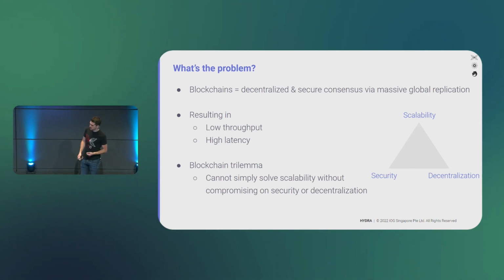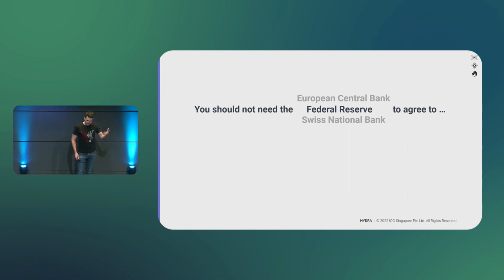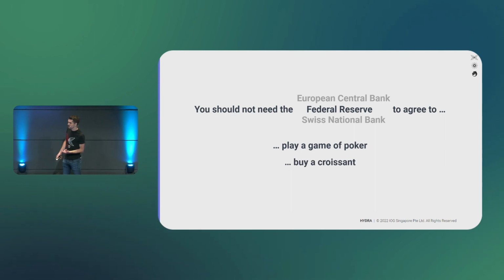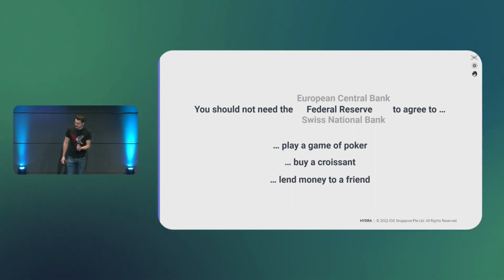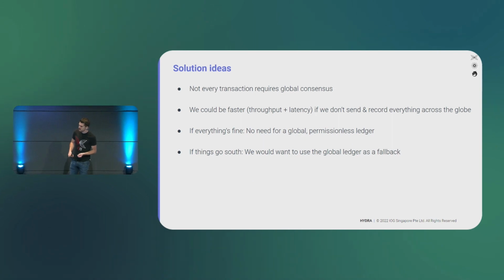But how do we want to go about this? I want to start with an intuition here. You shouldn't need the Federal Reserve or the Swiss National Bank, whatever have you, to agree when you play a game of poker, or when you buy a croissant, or when you lend money to a friend. And this intuition is also the solution idea many scalability solutions take with them: not every transaction requires global consensus.